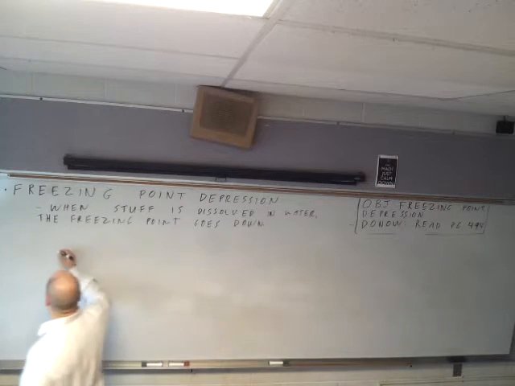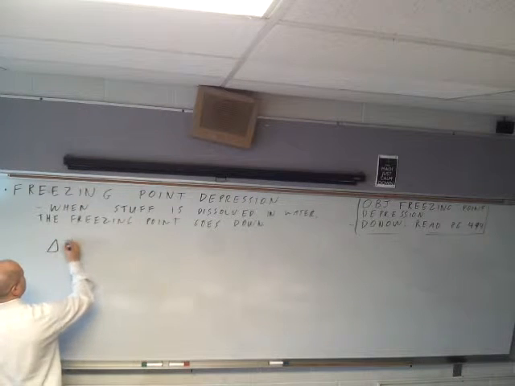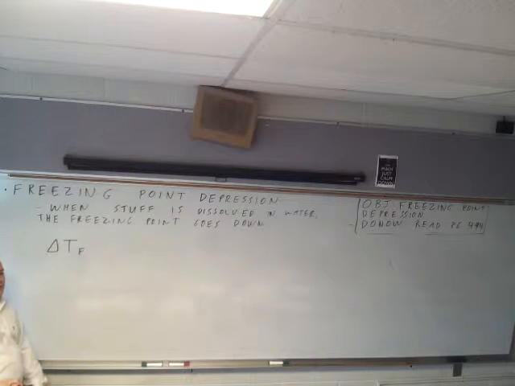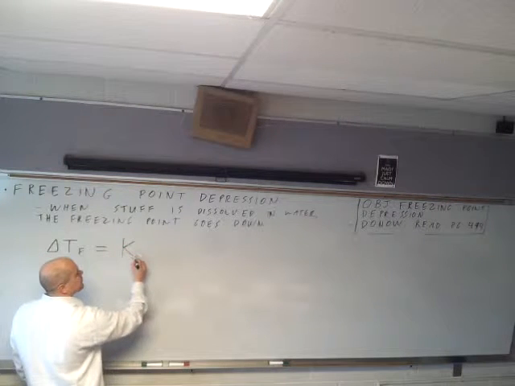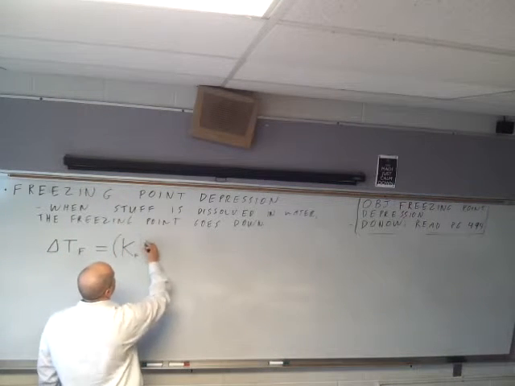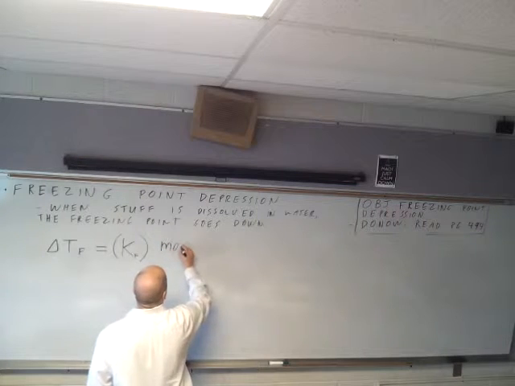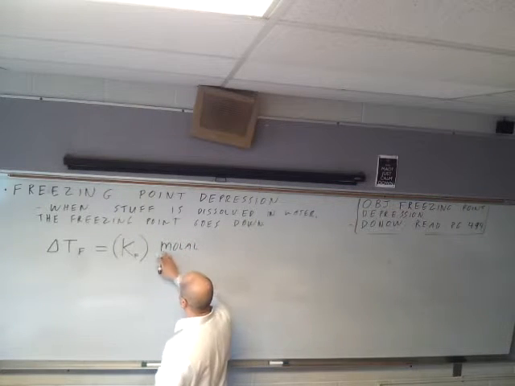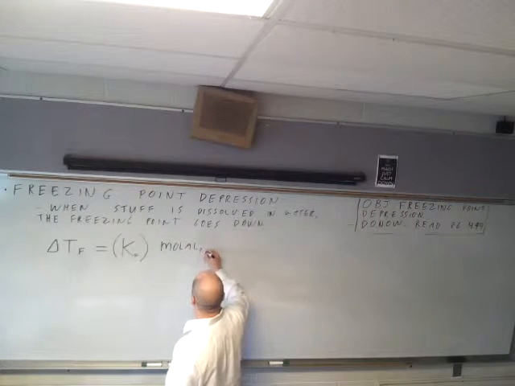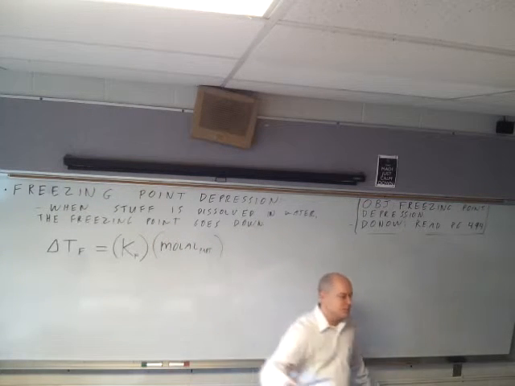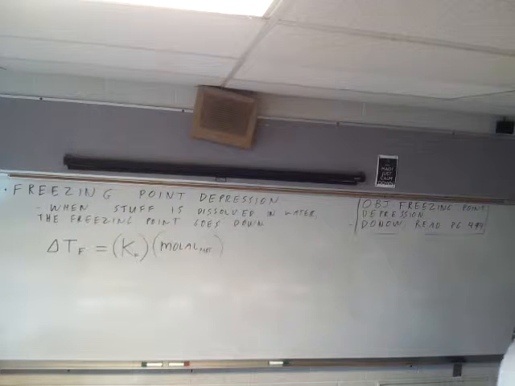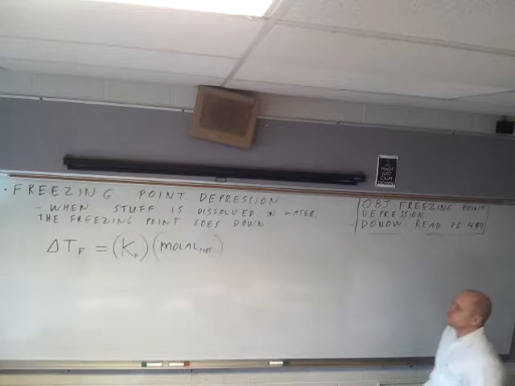So, the equation, pretty straightforward. The change in temperature of the freezing point equals a constant, we'll call this one Kf, times molality. And again, this is the concentration of individual particles, not the concentration of the substance. So I'm going to multiply by 2 or 3 or 4 if it's ionic.